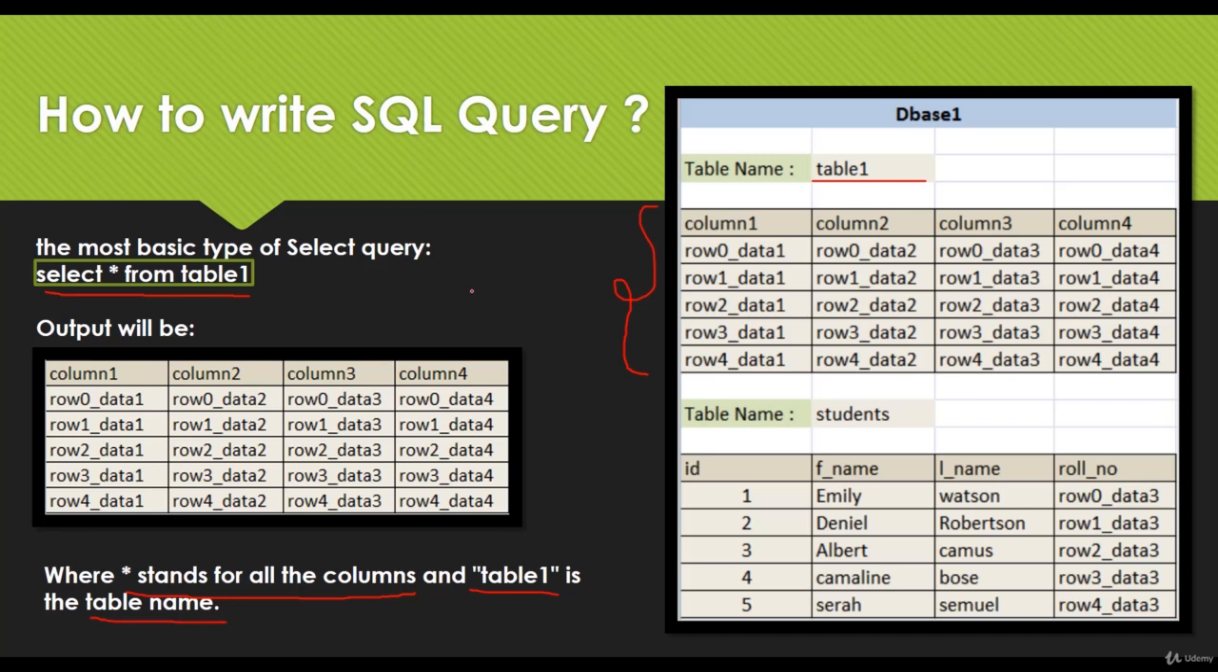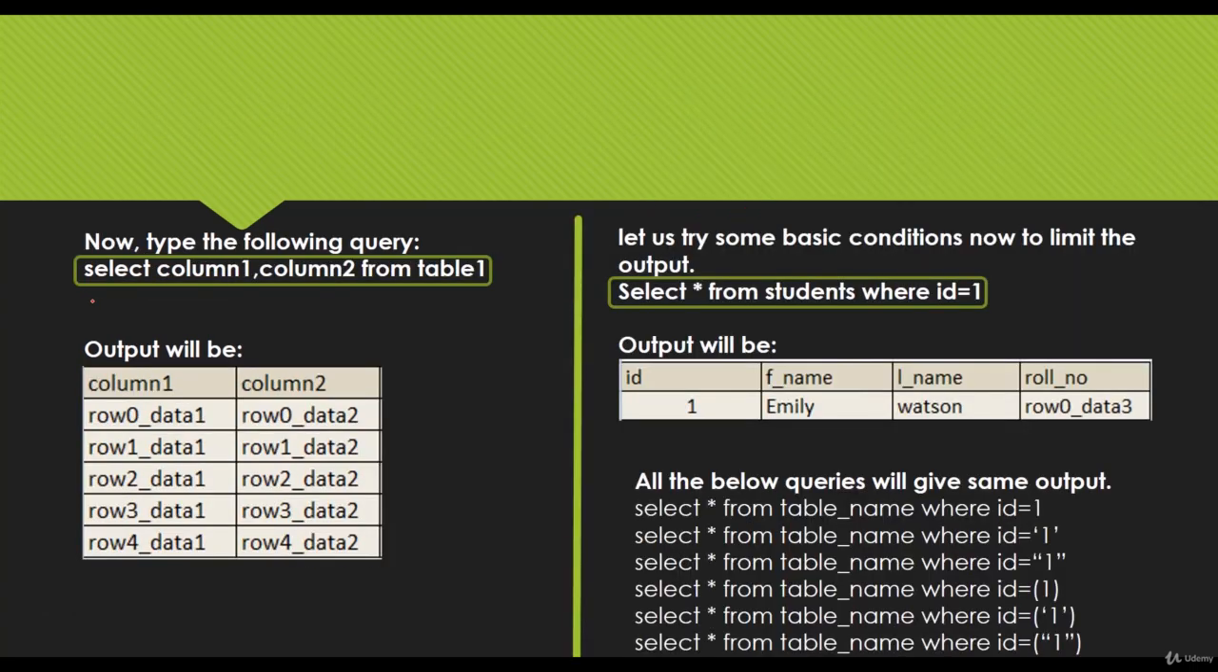Now, if I want to fetch only column 1 and column 2 from this table, what will be our query? It will be SELECT column1, column2 FROM table1, and the output will be like this. It will give the result of all the data that is present in column 1 and column 2, as we have asked for it.